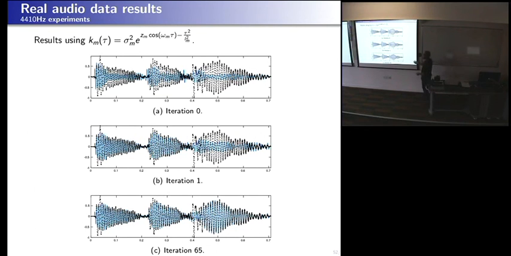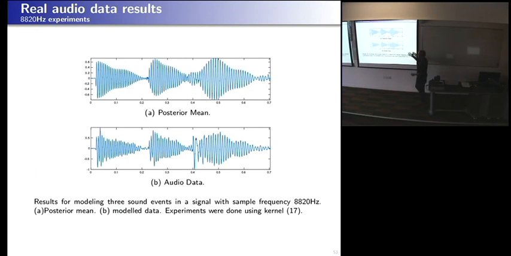On the other hand, these are the results obtained using the modified exponentiated cosine kernel. Because we allow the model to be more flexible about the kind of signals it can describe, we see that after iteration 65, the posterior mean is able to follow the amplitude envelope of the signal, and can also uncover the natural frequency of each of the notes. These results are using 4,410 Hz as sample frequency.